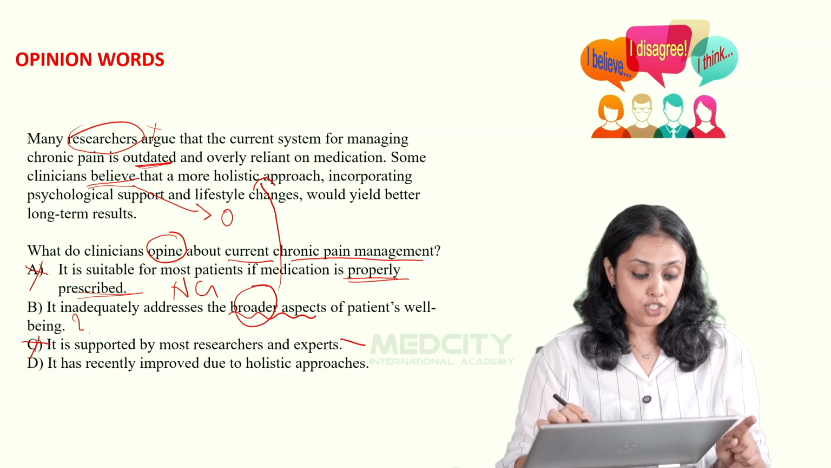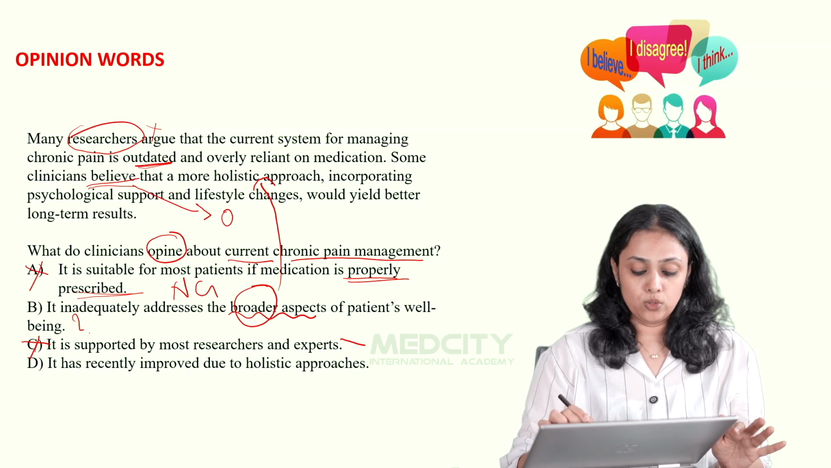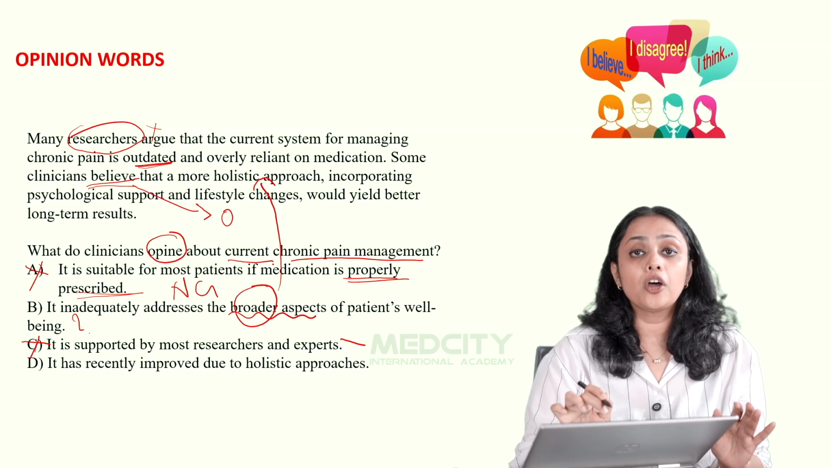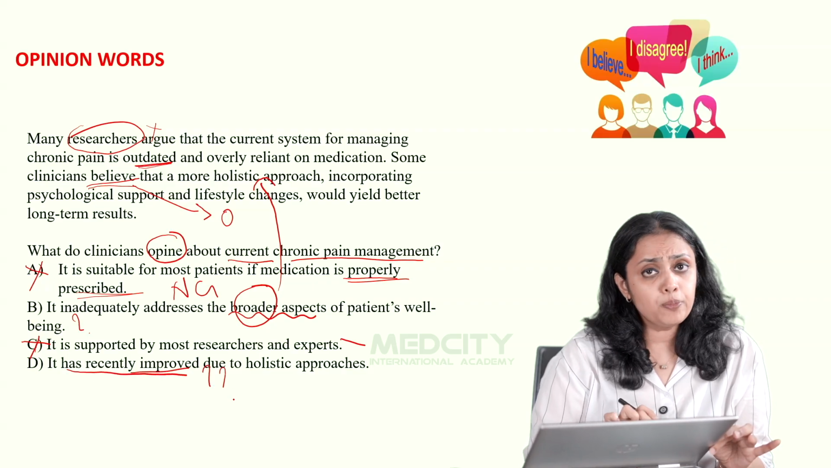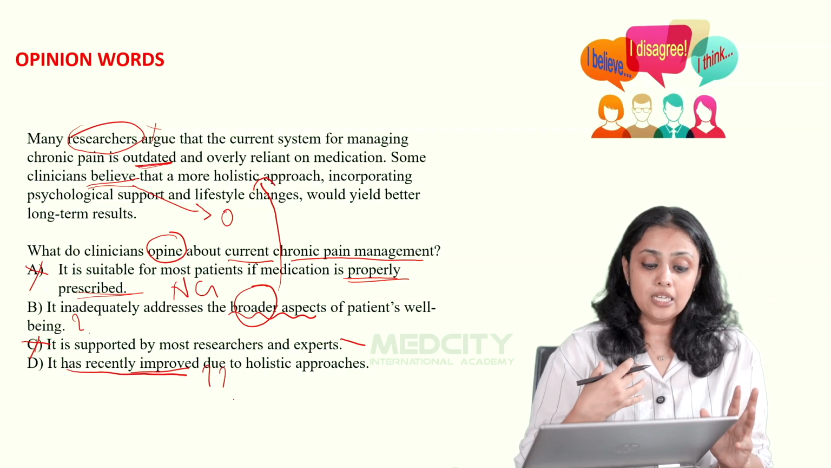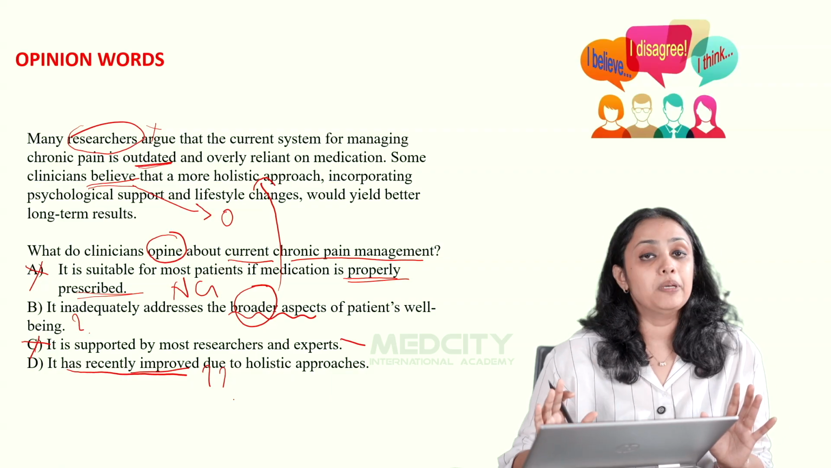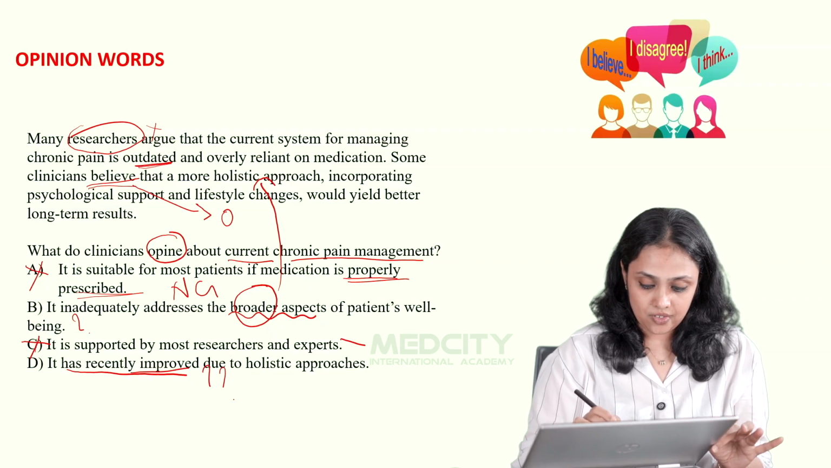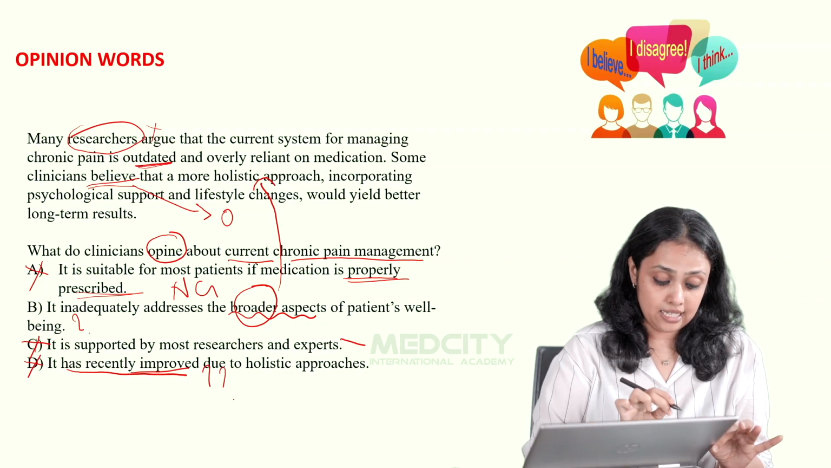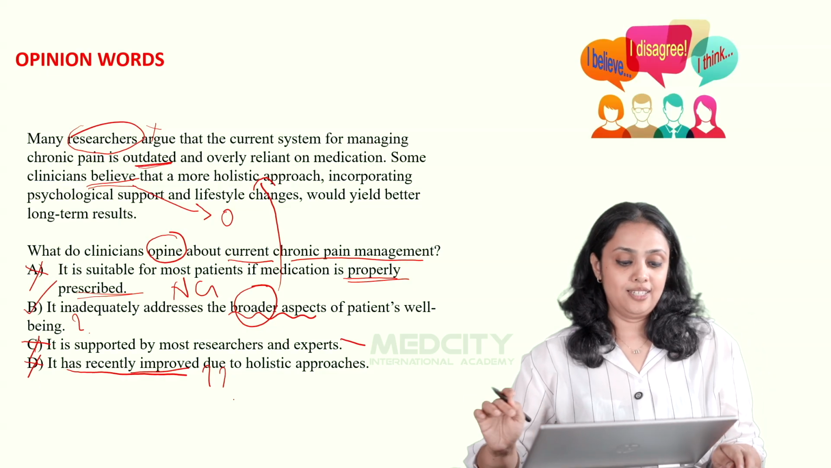And moving on to the last option, option D. It has recently improved due to holistic approaches, which means that the current chronic pain management has recently improved. Has it improved yet? No, the clinicians just believe that if there is a holistic approach, it can yield better long-term results. It has not yet been put into action. For that reason, D can also be eliminated, which makes B the right option.